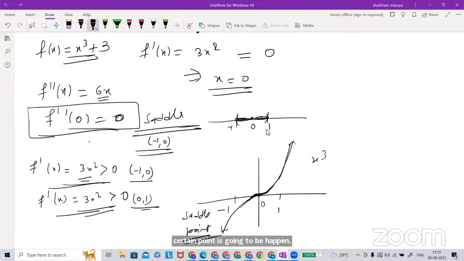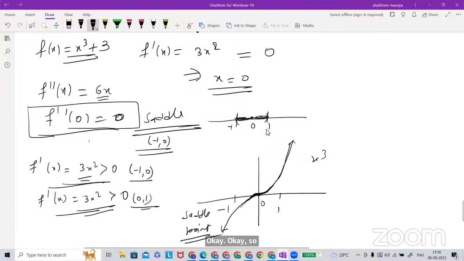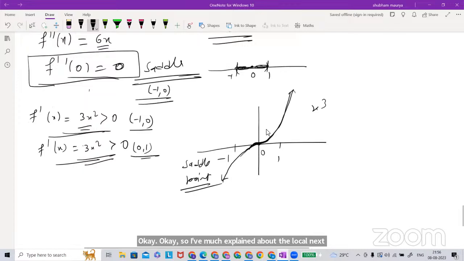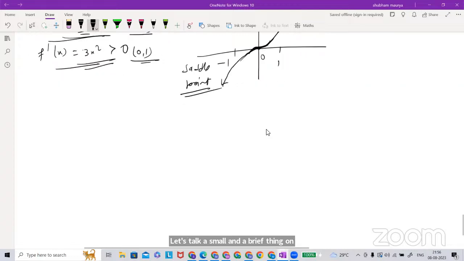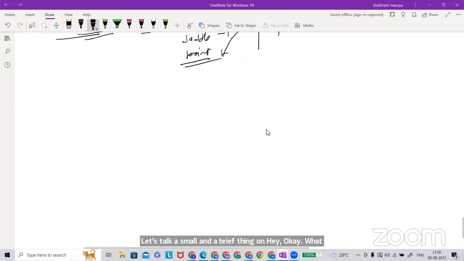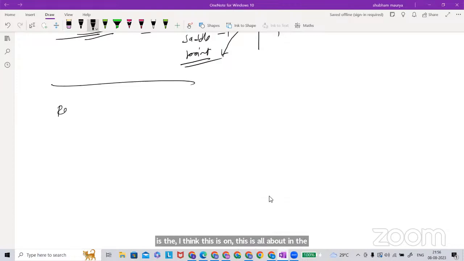Okay, so I have explained much about local maxima and minima and global also. Let's talk briefly about Riemann sum and integration. What is the Riemann sum? I think this is all about the critical points and local maxima and minima. So let's do Riemann sum. I just want to explain something on Riemann.